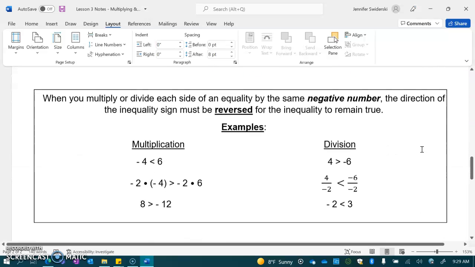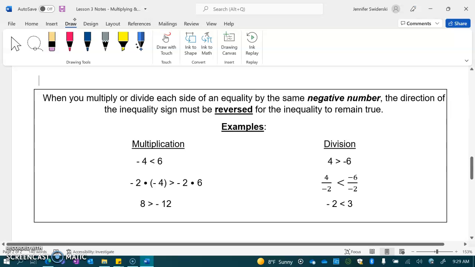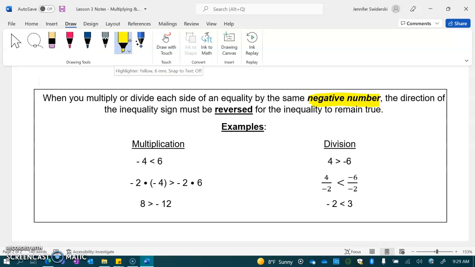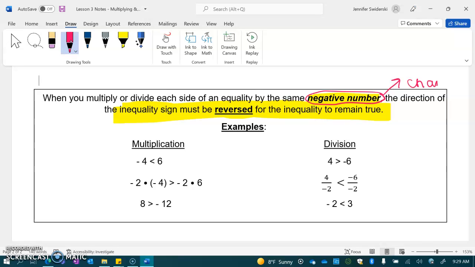Now here's where things get tricky. When you multiply and divide each side of an inequality by the same negative number, the direction of the inequality sign must be reversed for the inequality to remain true. In other words, if you're going to multiply or divide by a negative number, you have to remember to change your sign, or flip the sign. Change or flip your inequality sign.